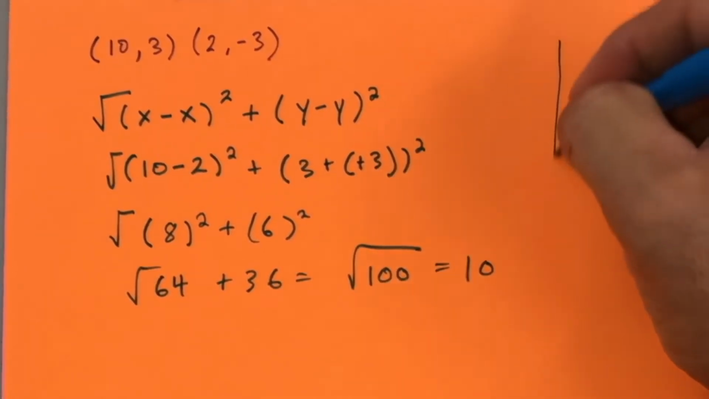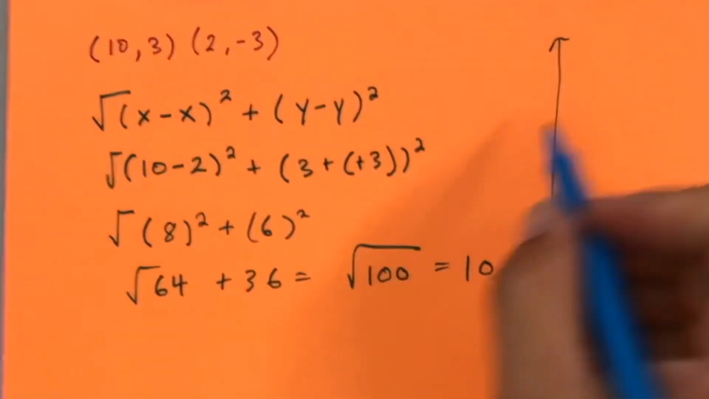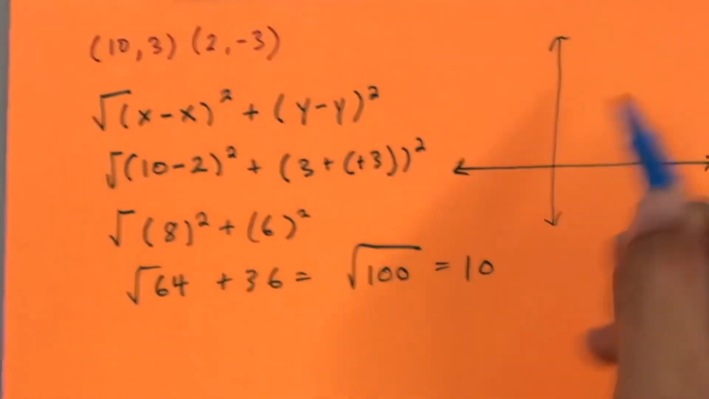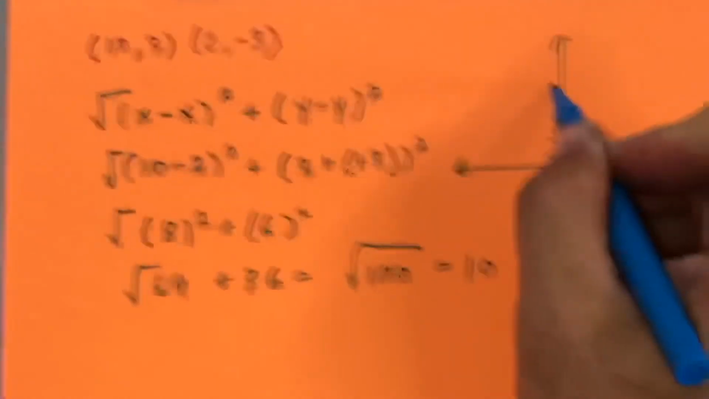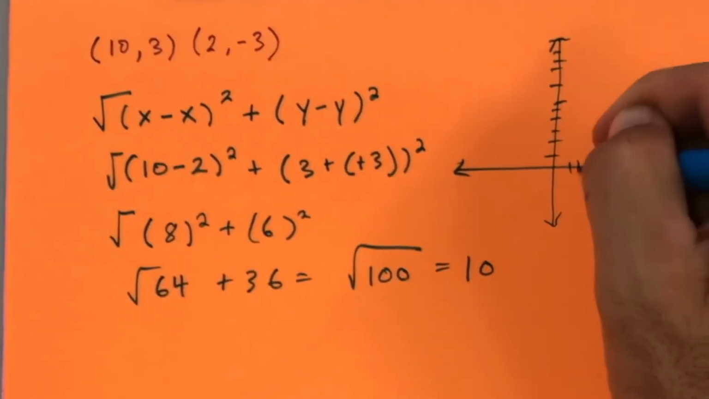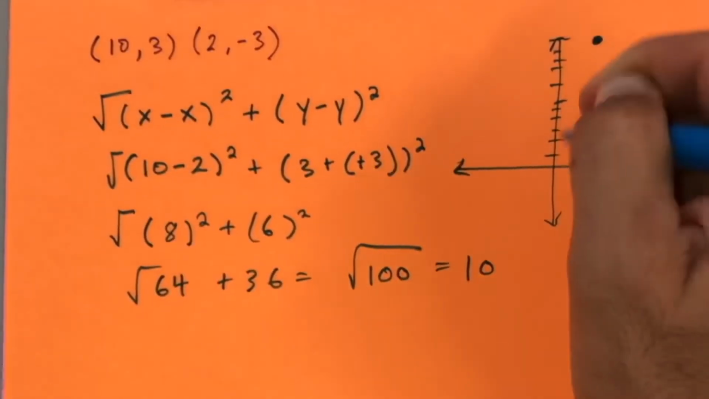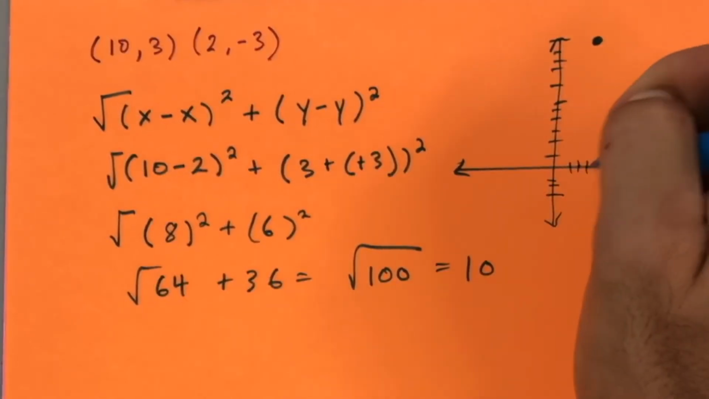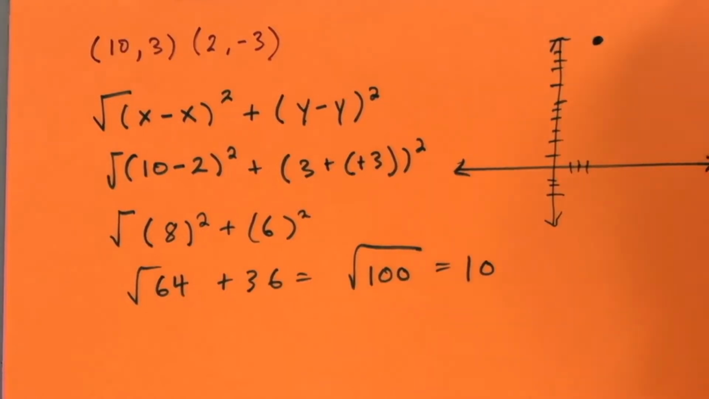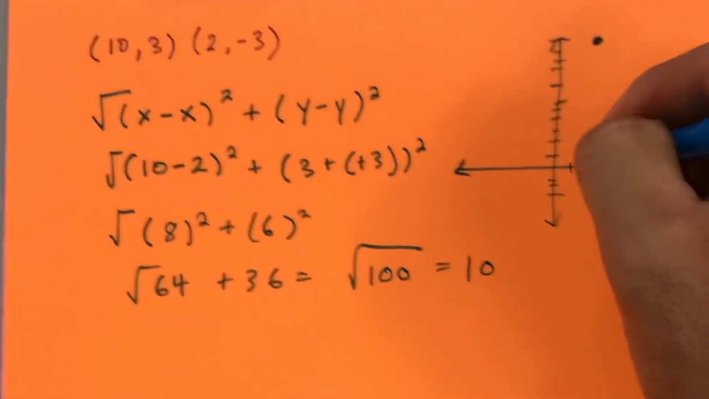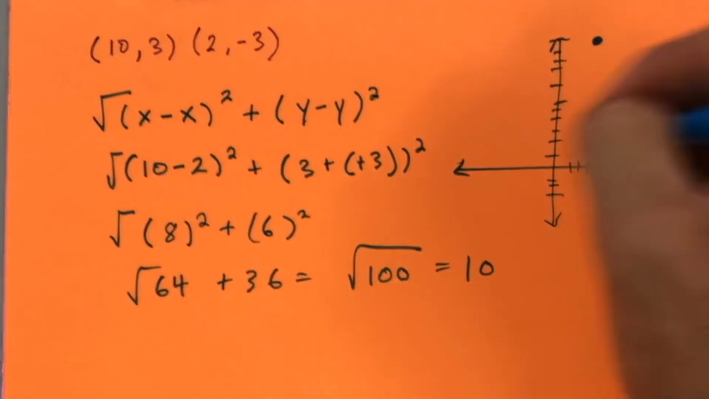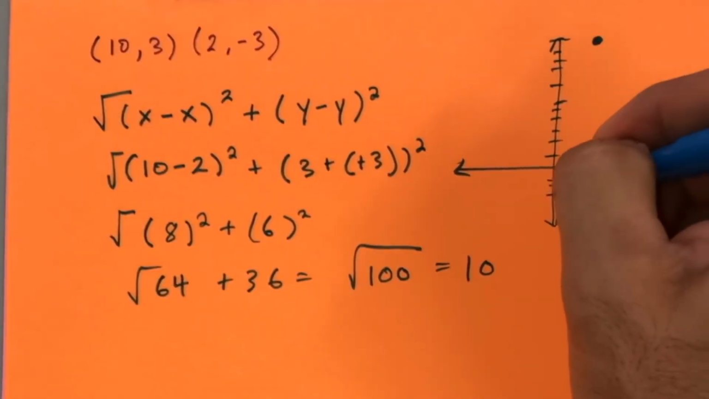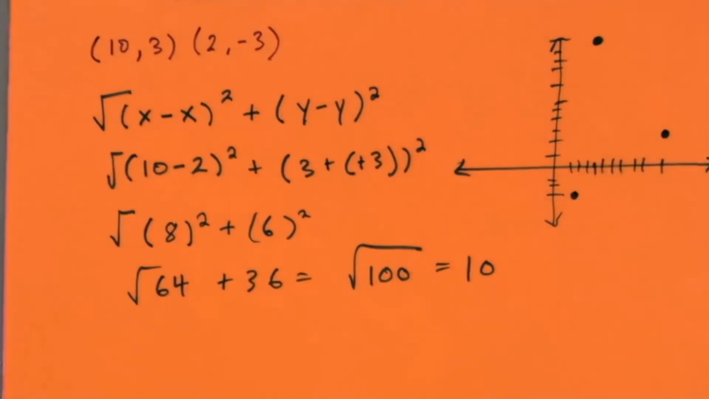And if I were to just graph that to show you guys, and we had 10 and 3, 1, 2, 3, 4, 5, 6, 7, 8, 9, 10, 10 and 3 here, and then my 2 and -3 here. Actually, this should be 4, 5, 6, 7, 8, 9, 10 here. 10 and 3 should be here. And then my 2 and -3 would be here.